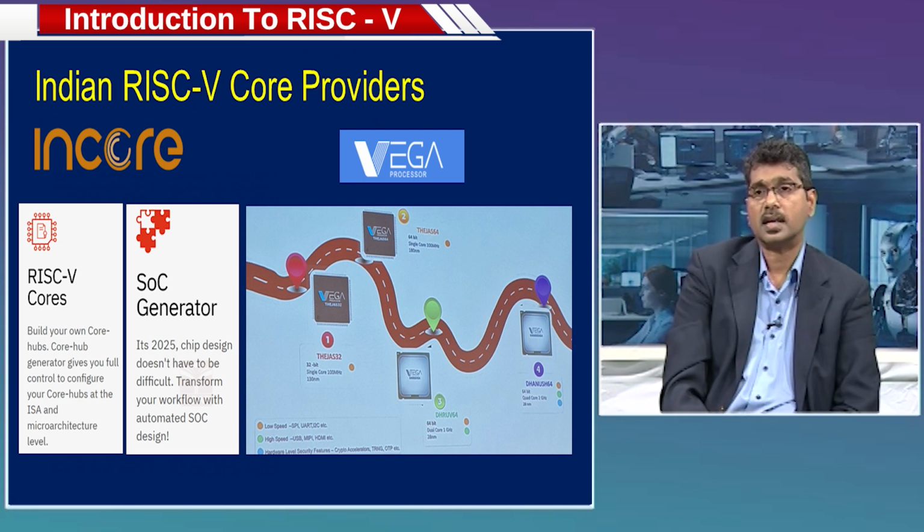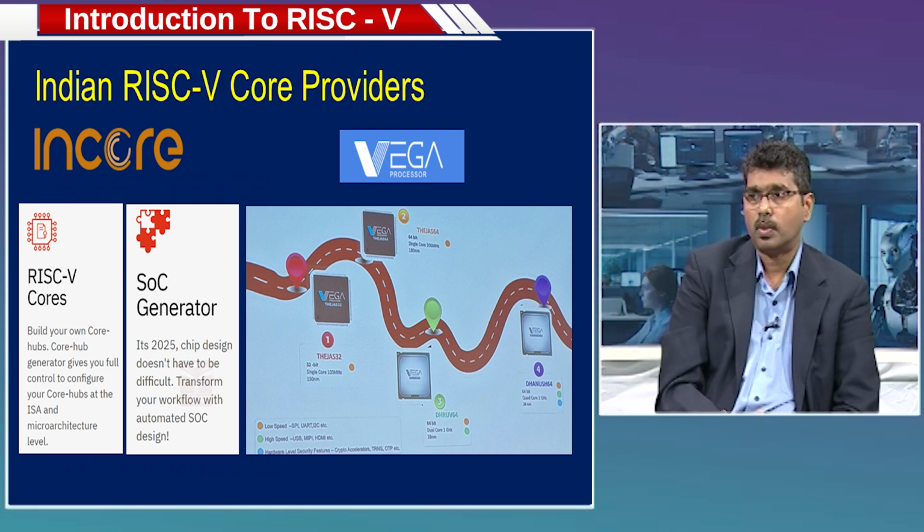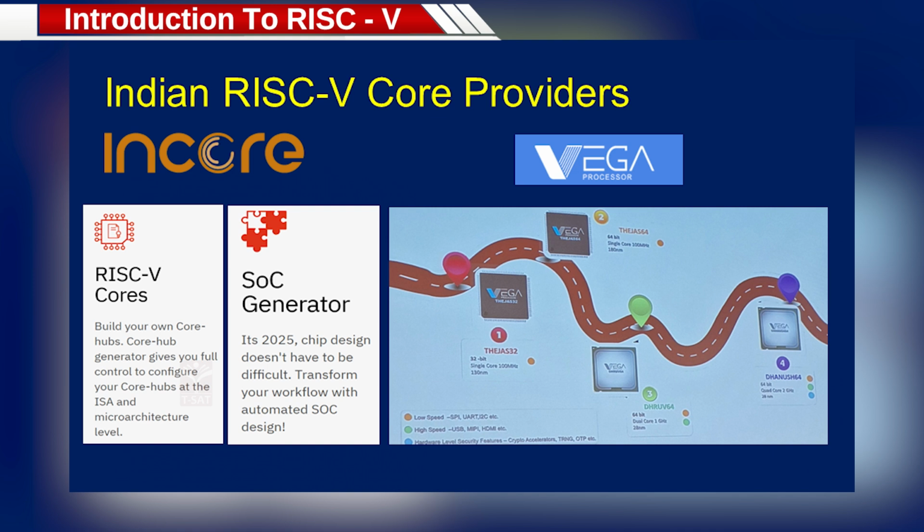So that's one thing. The second company is Vega. So this is a CDAC effort. Again, they have a couple of cores that are available, and you can see the roadmap. They have more cores in the process. So today in India, if you want to design a RISC-V based product, you have these 2 options that you can license your core from.